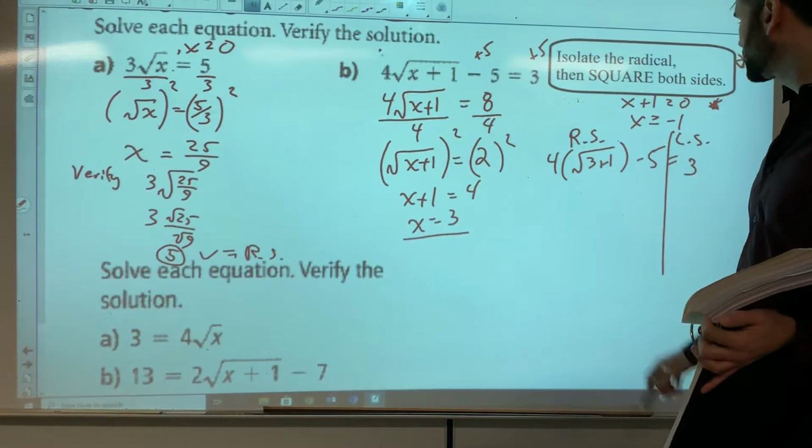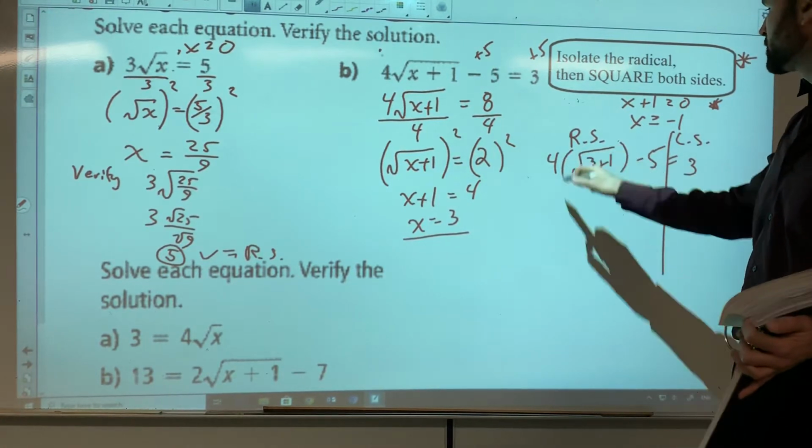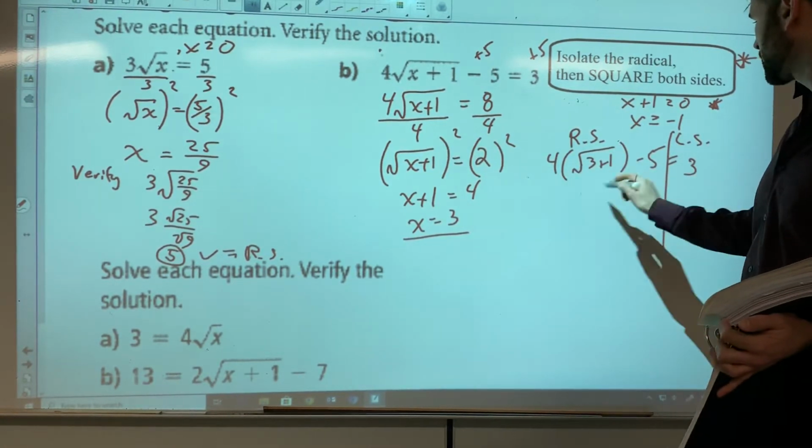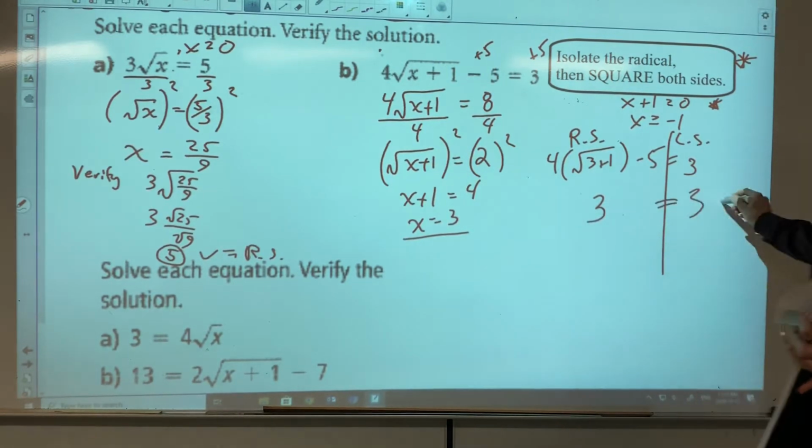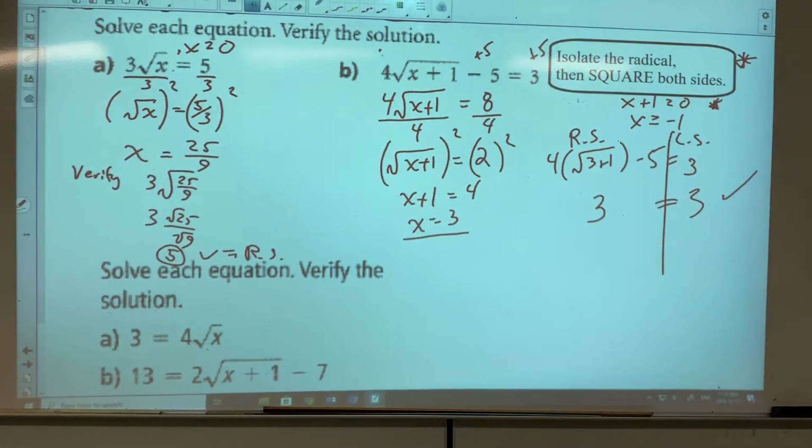Usually we just do a line. So let's see, that's the square root of 4, which is 2, times 4, which is 8, subtract 5 is 3. Yeah? Agree? Hooray!